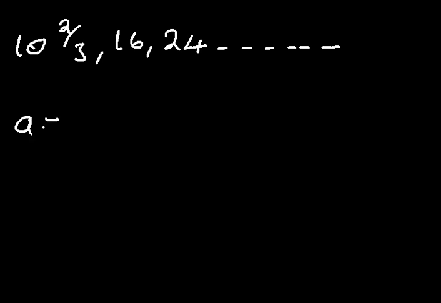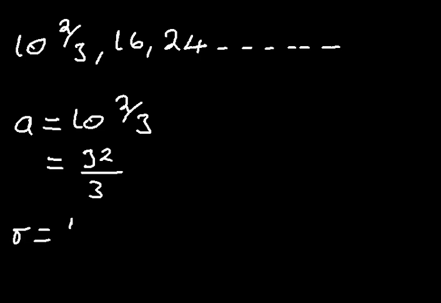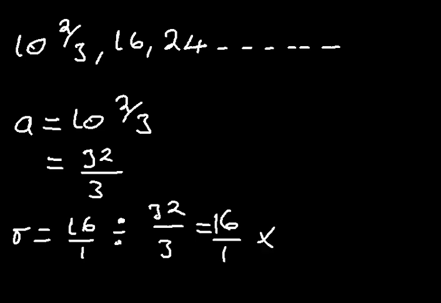We should understand that the first term is given as 10 of 2 divided by 3, which is the same as 3 times 10, 30, plus 2 we have 32, so 32 divided by 3. That is the first term. And I wish to have the common ratio, that would be given as 16 divided by 32 over 3, which is the same as 16 times 3 over 32, which is the same as 1 over 2 times 3, so we have 3 over 2 as the common ratio.